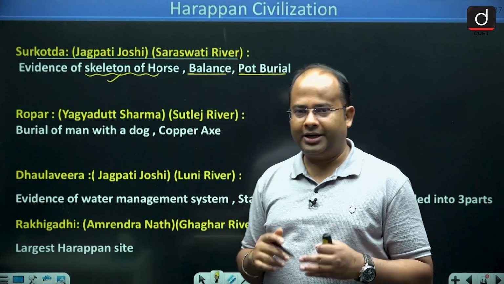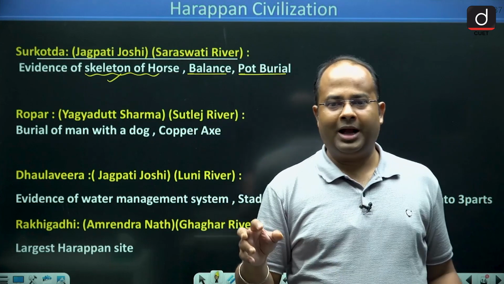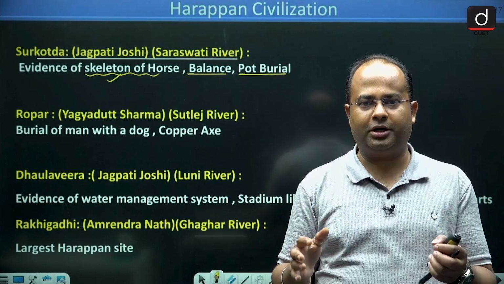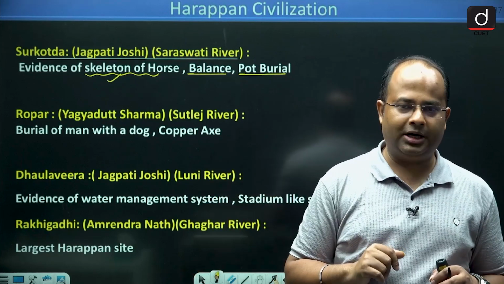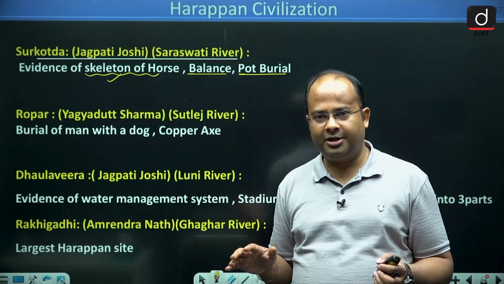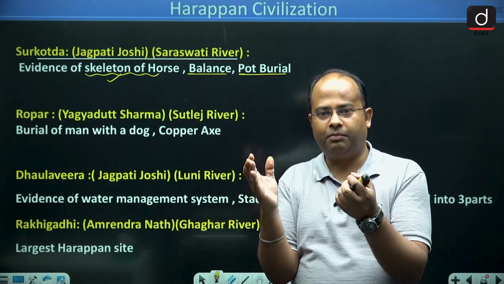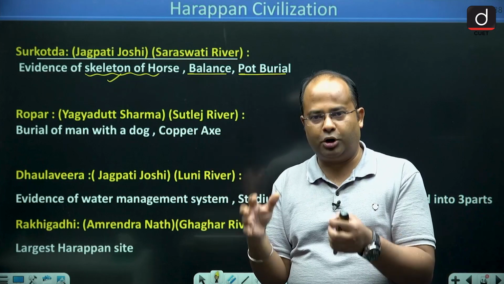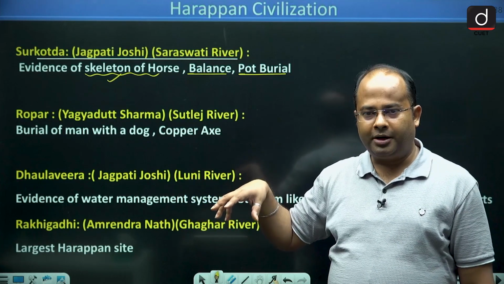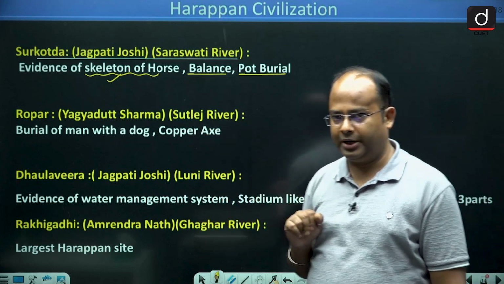Pot burial means that first of all the dead body is cremated, and the remains of the cremated dead body are put in a pot, and then that pot containing the remains was buried in the earth. That is called pot burial.